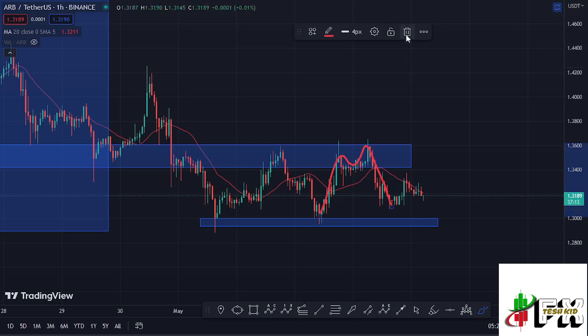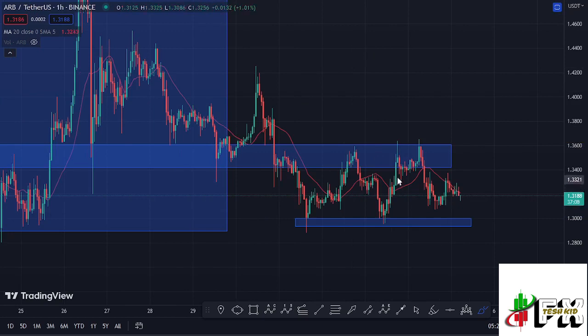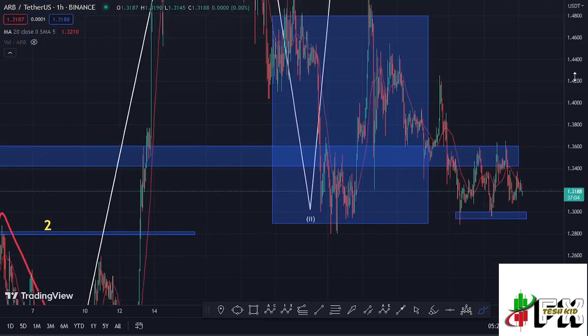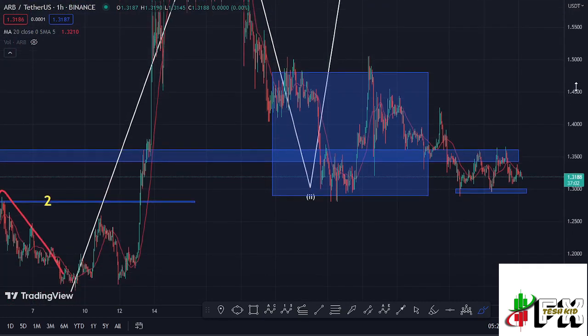We also have a very nice chart pattern that is in formation here on the ARB chart, which I'll be showing to you. And before I do so, I want to first give you my analysis basing it on the Elliott structures.